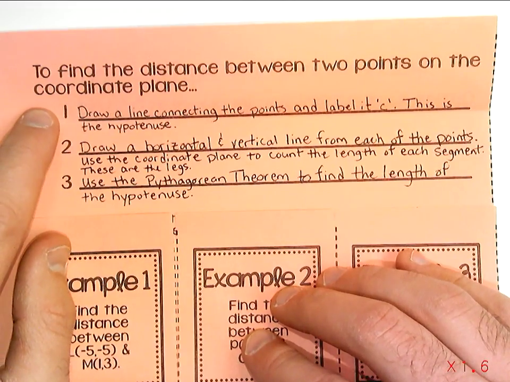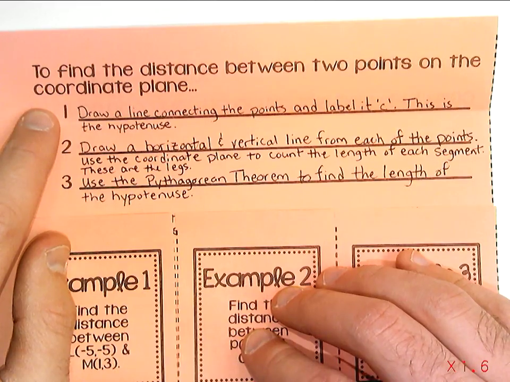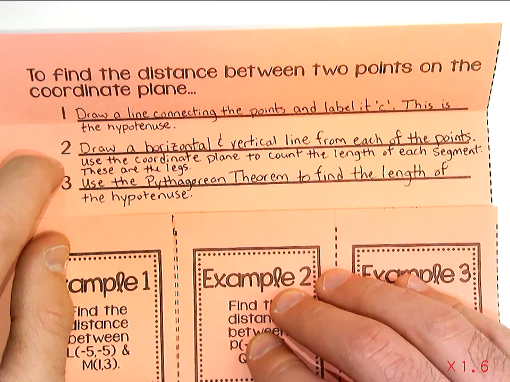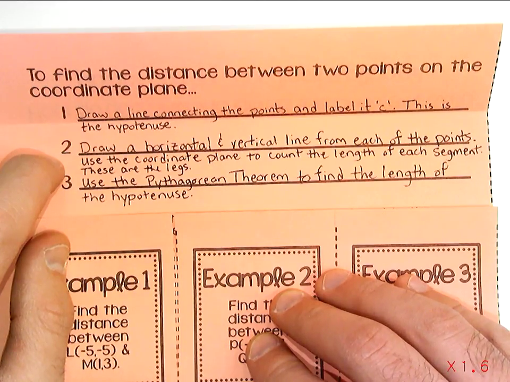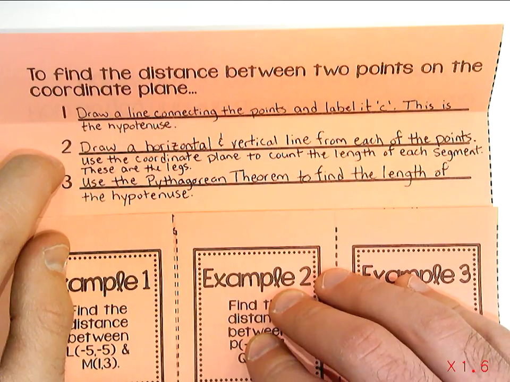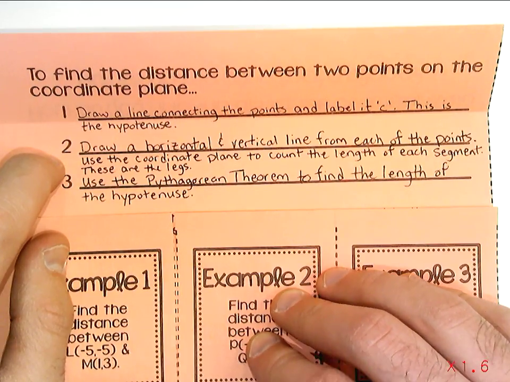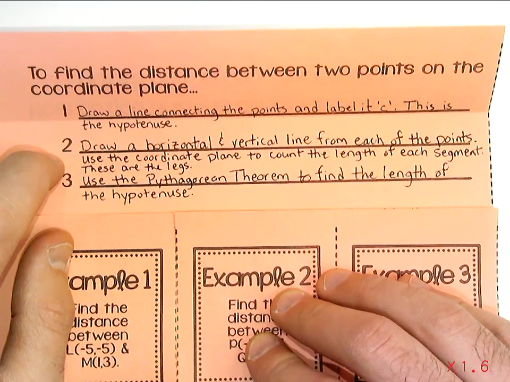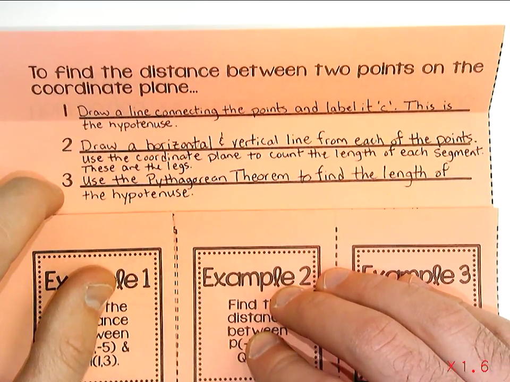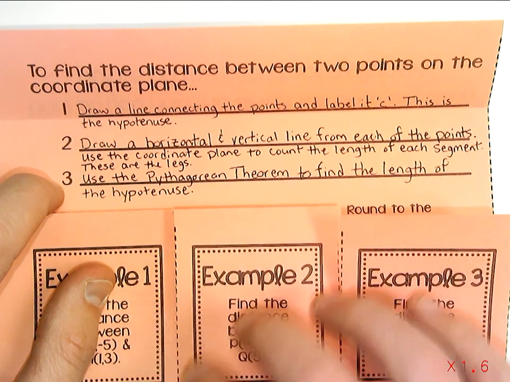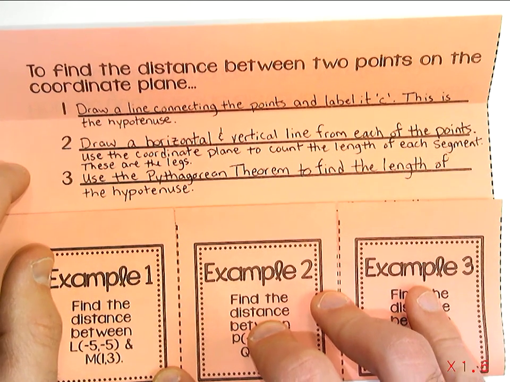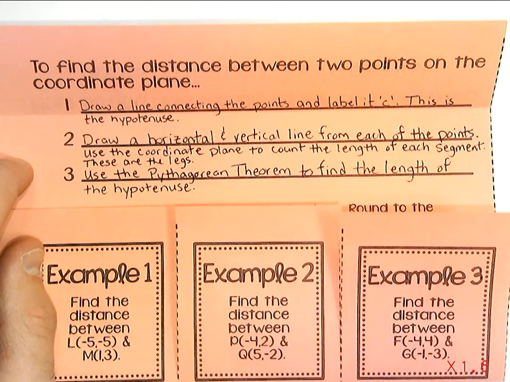1. Draw a line connecting the points and label it C. This is the hypotenuse, so the longest side of your triangle. 2. Draw a horizontal and vertical line from each of the points. Use the coordinate plane to count the length of each segment. These are the legs. So we have 2 legs and a hypotenuse, what we need in order to apply the Pythagorean theorem, and it creates a right triangle, which is also necessary. And then 3, use the Pythagorean theorem to find the length of the hypotenuse. So exactly what we were doing in the last foldable, just a couple more steps here to create the triangle. Go ahead and pause the video, write these down, and then we'll get into some examples.